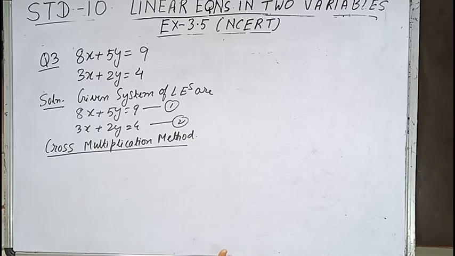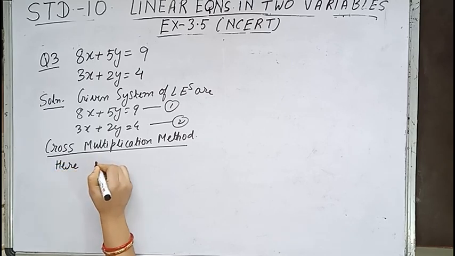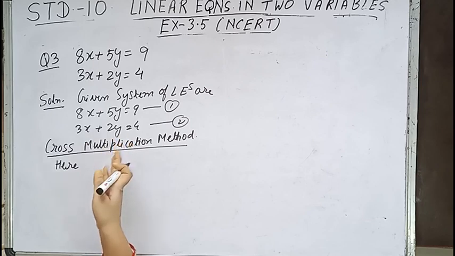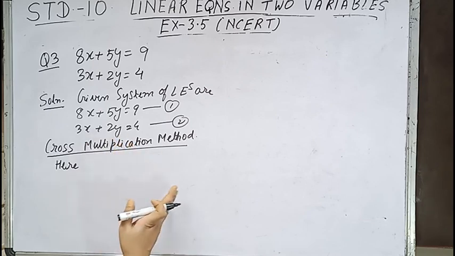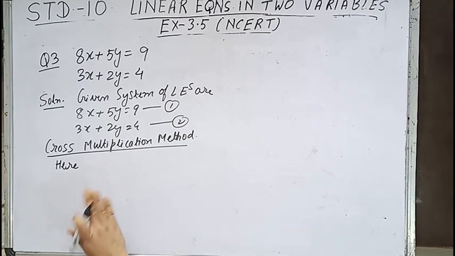Now, let us solve the same sum by cross multiplication method. Let us start cross multiplication method. We will be writing here A1, A2, B1, B2, C1, C2. If you want to write, you can write. Then you will write the formula. If directly you want, you can write directly. I am writing in detail, but you can write directly.